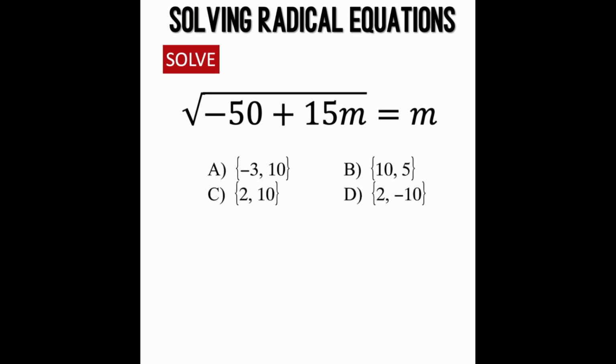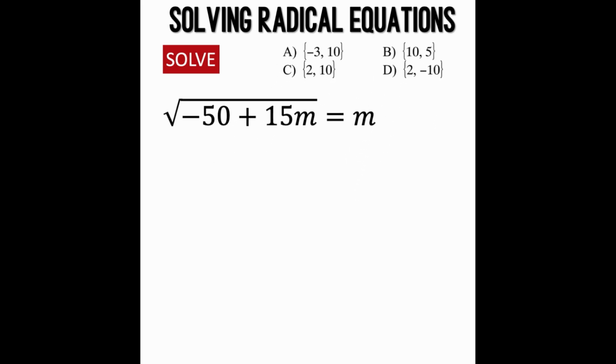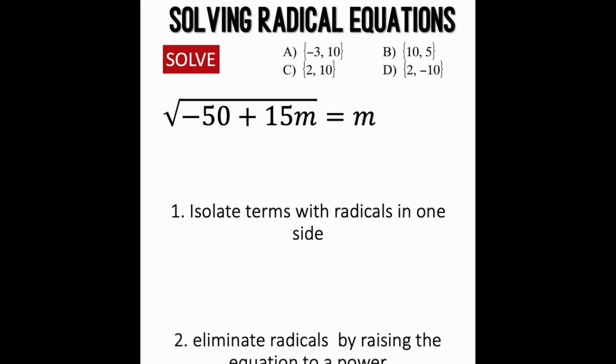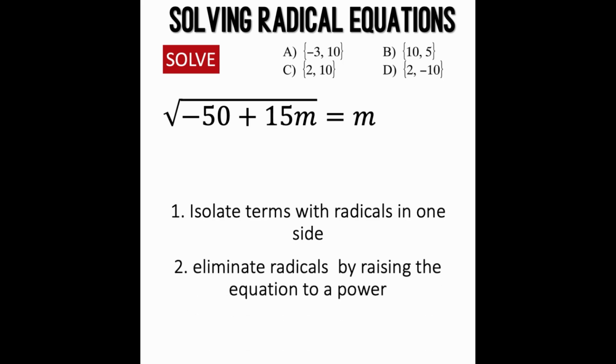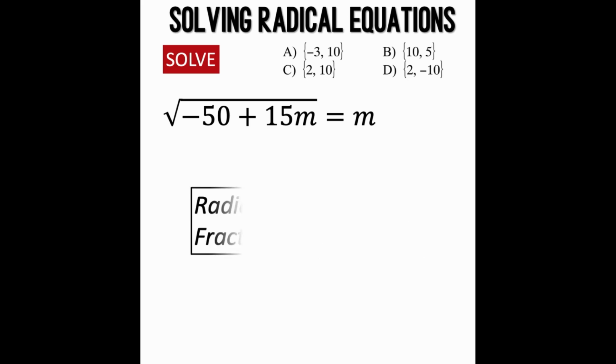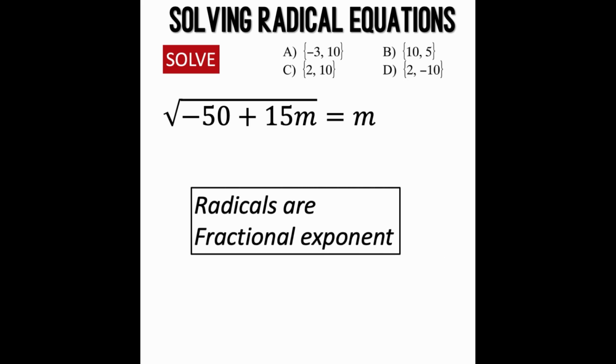Now, when solving radical equations, there are two things that we would like to accomplish. Number one, we would like to isolate the terms with radicals in one side of the equation, whether at the left side or at the right side. But not all the time that is possible. And number two, we would like to eliminate the radicals by raising the equation to a power. Let's remember that radicals are fractional exponents. So when we have square root, that means the radicand can be raised to the fractional exponent 1/2.